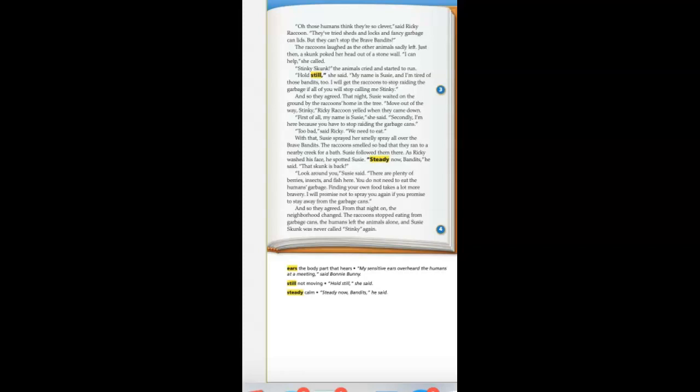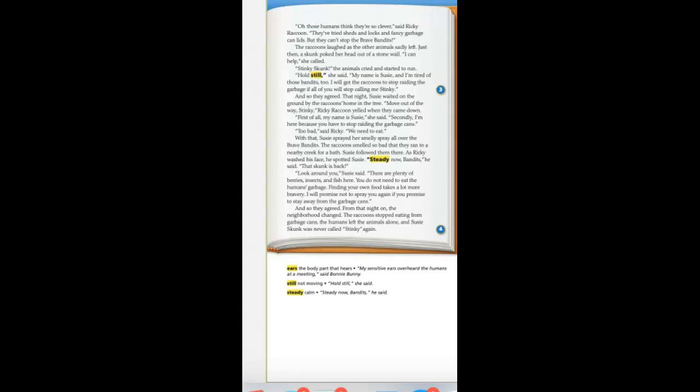"Move out of the way, Stinky!" Ricky Raccoon yelled as they came down. "First of all, my name is Susie," she said. "Secondly, I'm here because you have got to stop raiding the garbage cans." "Too bad," said Ricky. "We need to eat." With that, Susie sprayed her smelly spray all over the brave bandits. The raccoons smelled so bad that they ran to a nearby creek for a bath. Susie followed them there. As Ricky washed his face, he spotted Susie.